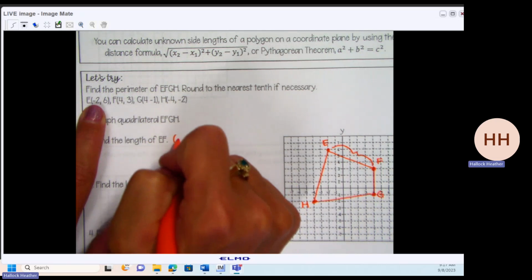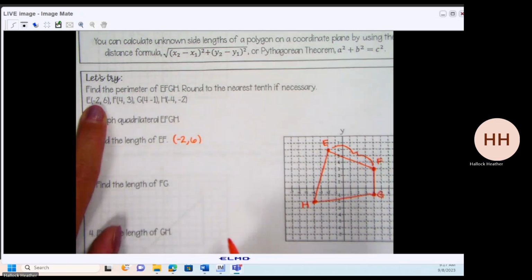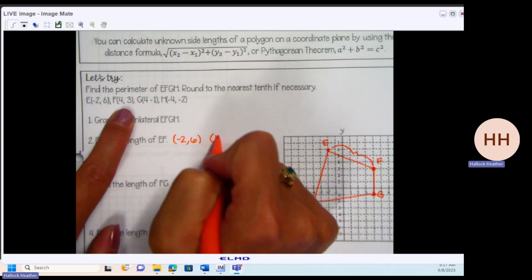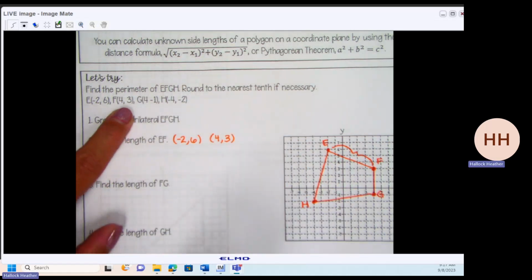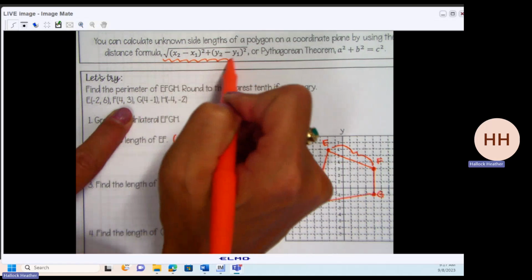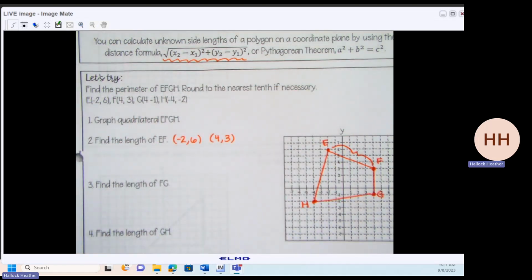E is (-2, 6). F is (4, 3). And then we're going to use this distance formula that we talked about yesterday. It's also on that poster I made for you, where we take our x's and subtract them, square it, and then add the difference of the y's, squared. So you're going to need a calculator. You're going to want a regular calculator because you need to know where your square root button and the power of 2 button are on your calculator. When you're at home, you can use your phone. Just use the calculator in class so that you're comfortable with the buttons.